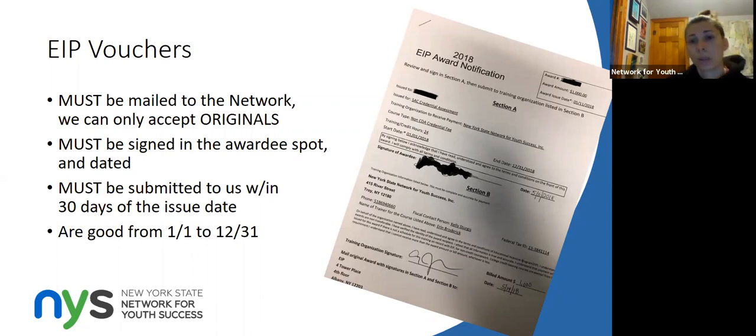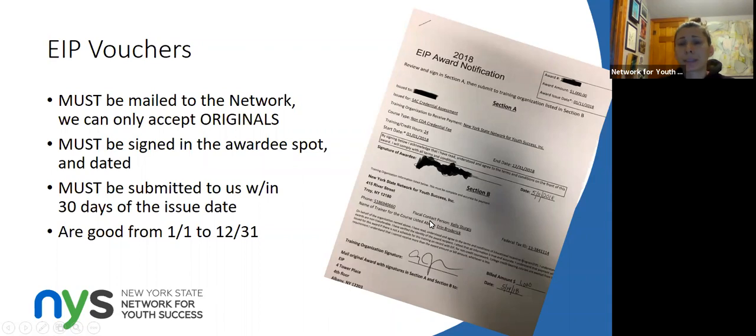Your EIP vouchers. They need to be mailed to the network, and we can only accept originals. So here's where it gets confusing. If you take a look down here at the bottom, it says mail original award with signature to EIP. Students typically get confused and start to mail it to EIP, but they need to mail it to us first because we need to sign it down here, and then I mail it to EIP. So again, they need to sign in the awardee spot, date it, and then send it to us.